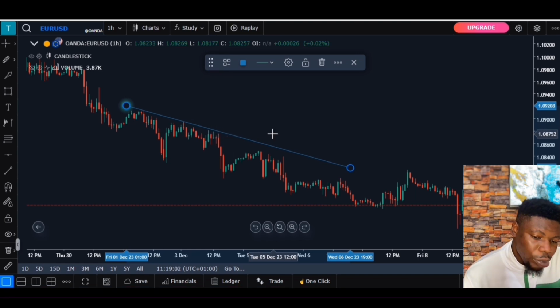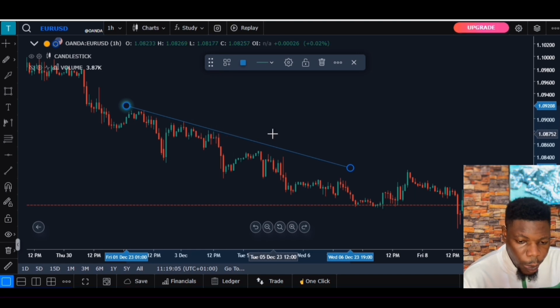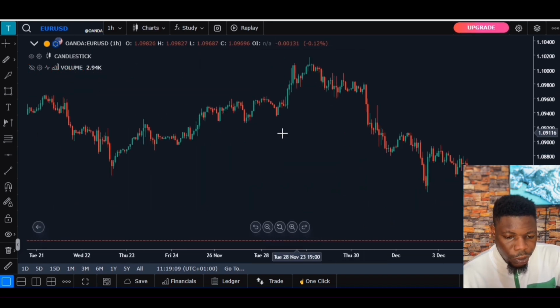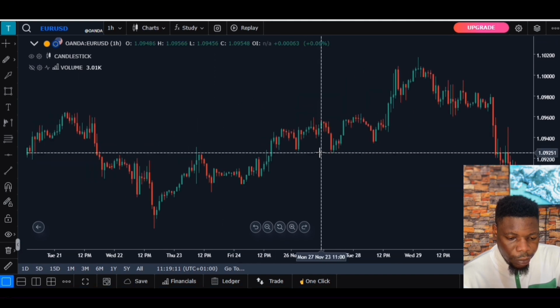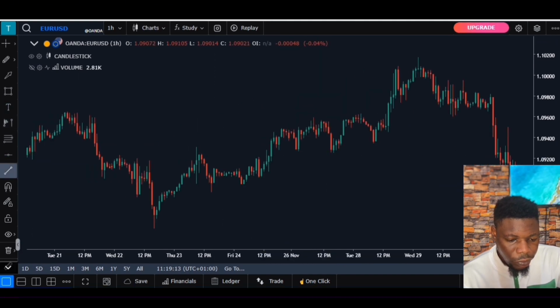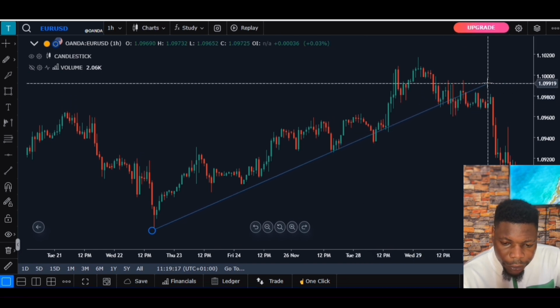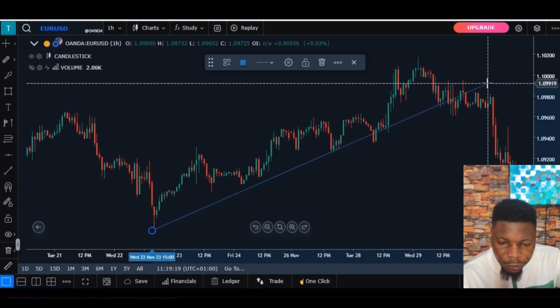So now what I'm doing here is that I'm just trading the breakouts of this. So let's look for examples. Let me quickly show you guys. I think we have one here. So let's draw our trend line.